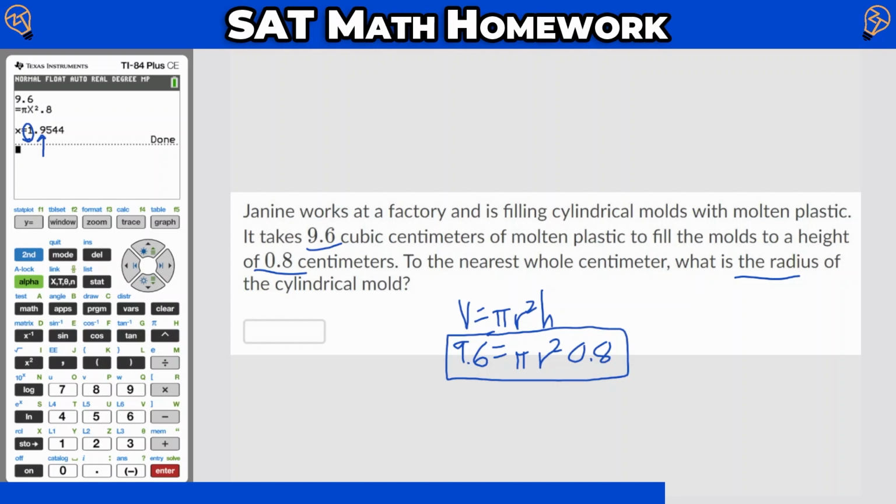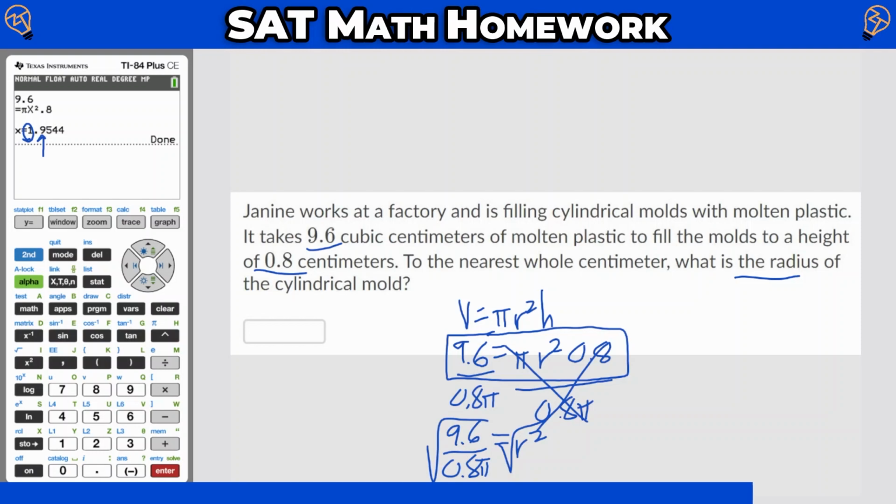However, if you're curious how you would do it by hand, we could have divided both sides by 0.8 pi. And then we have r squared equals, make sure we do that to both sides, 9.6 over 0.8 pi. And then we're going to take the square root of both sides. So I could type that in all at once and do the square root.